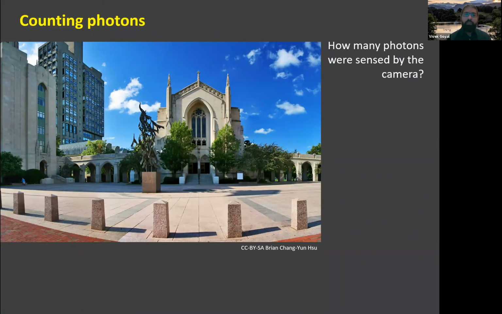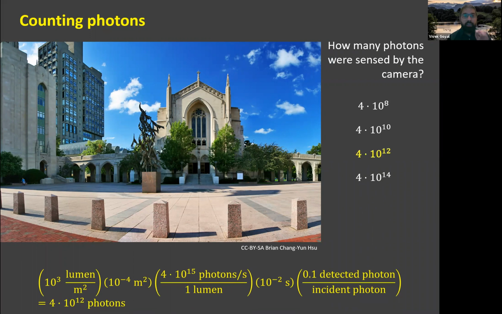Here's an ordinary digital photo of Marsh Plaza at Boston University. How many photons do you think were detected by the camera to produce it? It's a lot, and I don't really know the answer. What do you think within a couple orders of magnitude? Well done. Based on the psychology of multiple choice tests, you've correctly chosen 4 times 10 to the 12, and I have at least a plausibility argument for that choice.